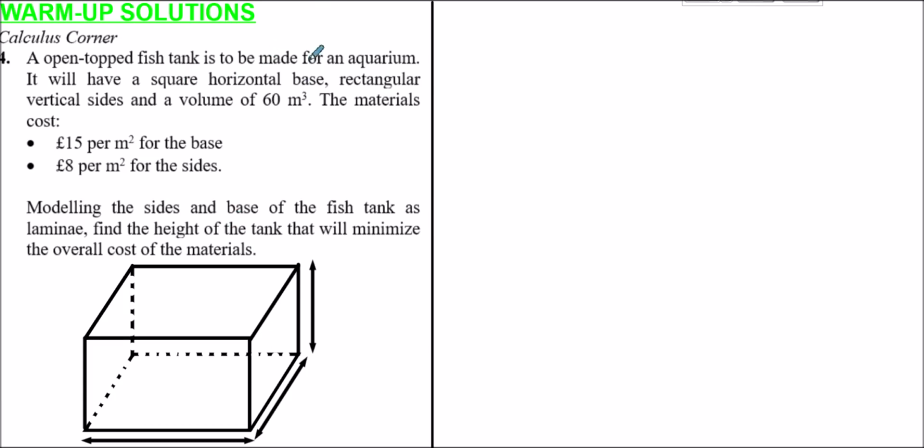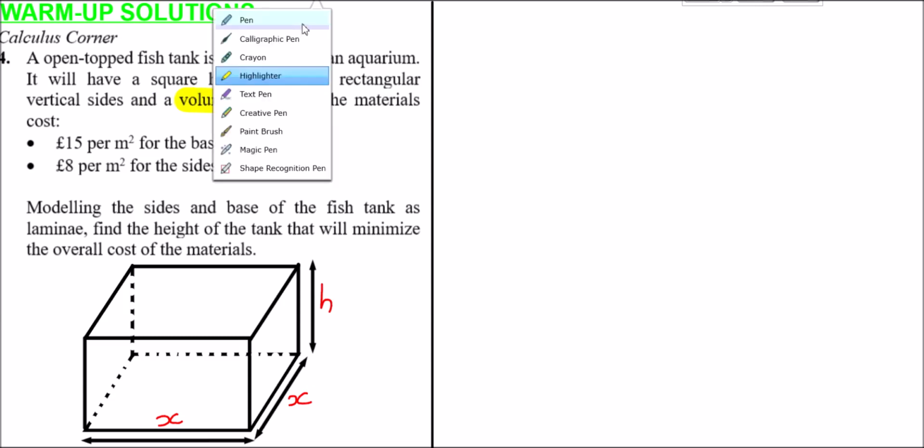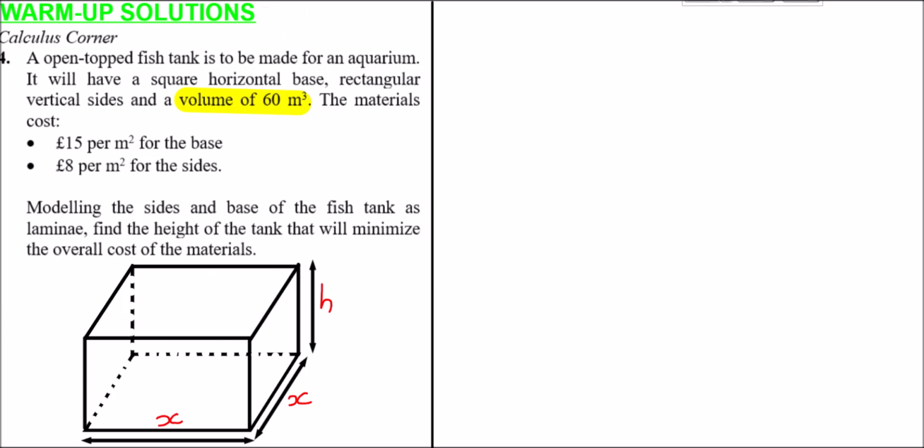So let's just say, let's call it x. So if it's x long, it's going to be x wide. We can call the height h. Now, what we have from here, its volume is 60 cubic meters. This essentially is just a cuboid. So from this, we can deduce that x times x times h, in other words, x squared h, must equal 60. Because that's how you work out the volume of this. So the volume is going to be 60. That's one equation.